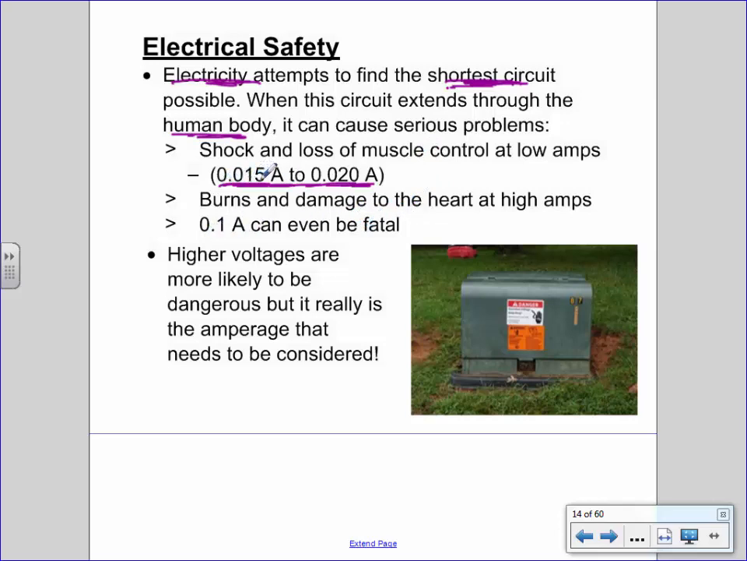This was 0.015. All it takes is getting up to about this, 0.01 amps, and it's enough to be fatal. Because here's what happens. If you have too much amperage, it will actually burn and damage your heart. And eventually it'll cause your heart to stop. Most places in the United States that have the death penalty now use chemicals to stop someone's heart. But it used to be that they had the electric chair. You guys ever heard of one of those before?